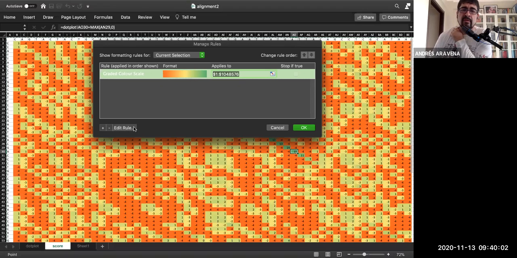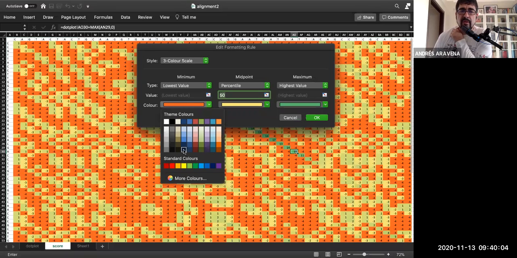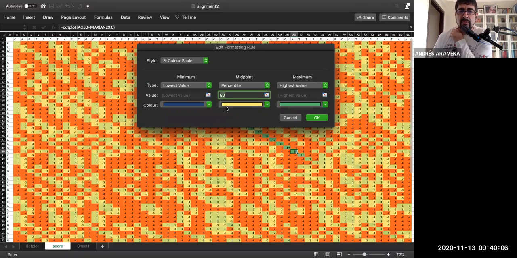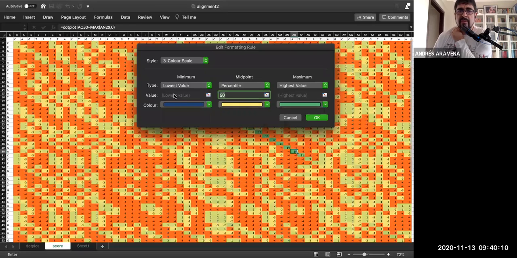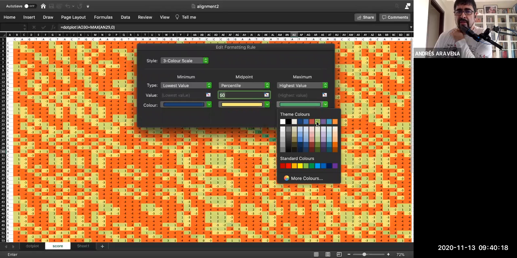If you don't like that color, let's go from, say, blue to yellow to green. So the lowest value will be blue, the middle will be yellow, and the high will be green. Maybe you can find a nicer green like this one.